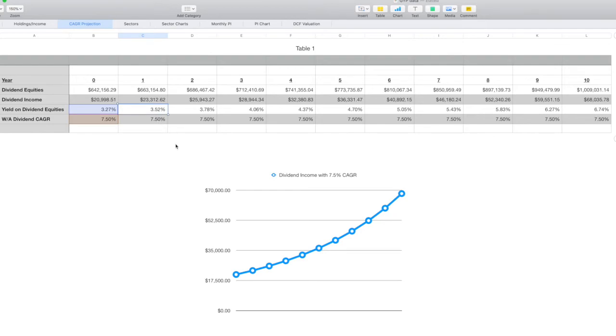I'm sure you guys have all heard of the rule of 72, where a number is going to double based on the interest rate: if you divide 72 by the interest rate, that's how many years it will take your principal or anything else to double. Well, the same thing applies to the yield on dividends as well. At 7.5%, it's going to take a little under 10 years for my overall rate to double. So you can see how after 10 years, my yield on equities has gone from 3.27% up to 6.74%, assuming this 7.5% CAGR year over year.